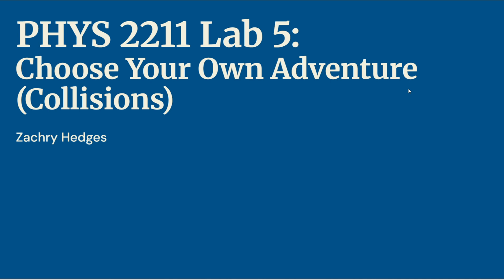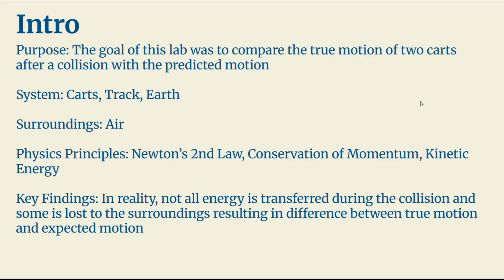This is my Lab 5 retros exam collisions. The goal of this lab was to compare the true motion of two cards after a collision with predicted motion. The system included two cards, the track that they were on, and their surroundings. It's just the air. The key physics principles in this lab are Newton's second law, conservation of momentum, and kinetic energy. And I found that in reality, not all energy is transferred during collisions. Some is lost in surroundings, resulting in a difference between true motion and expected motion.